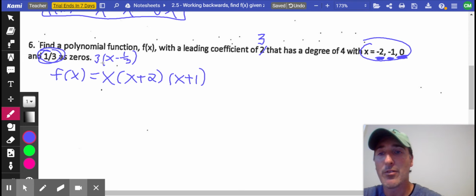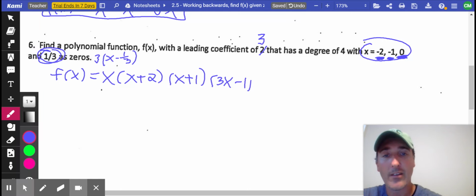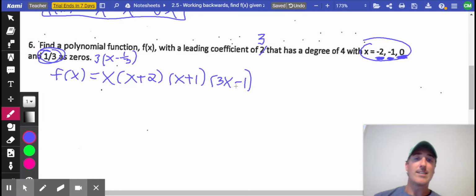So if I distribute 3, I'm going to get what? 3 times x. And then 3 times -1/3 is -1. Now you can see if you still set this equal to 0, 3x minus 1 equal to 0, you would get 1/3. And the other thing is, it has coefficient of 3. Well, that's how we get the coefficient of 3 right there.